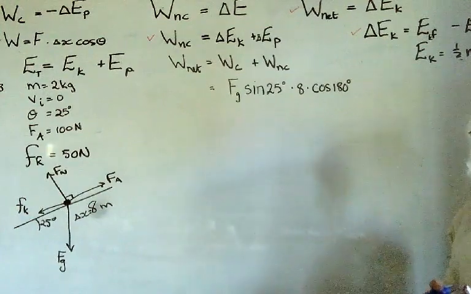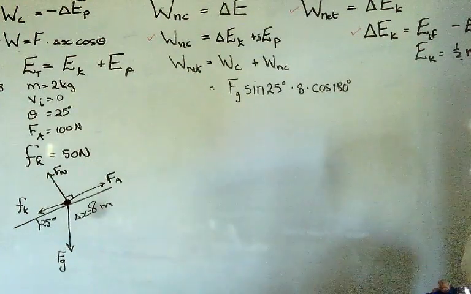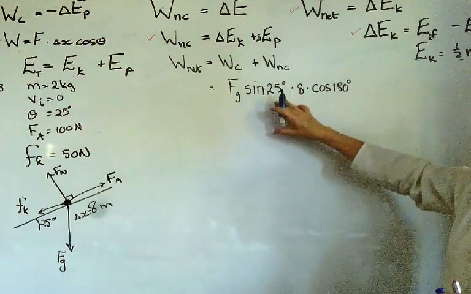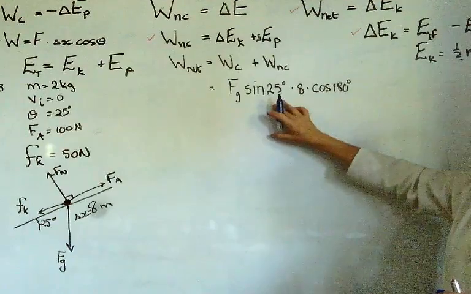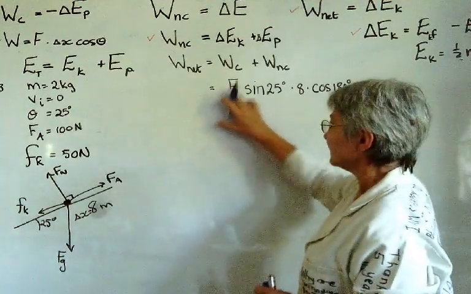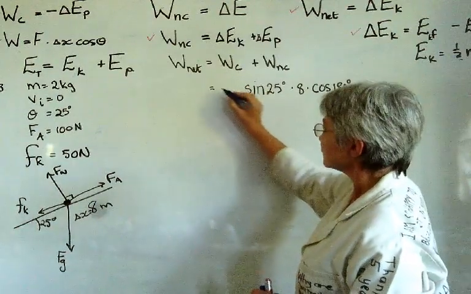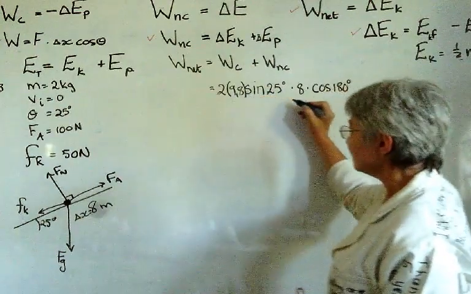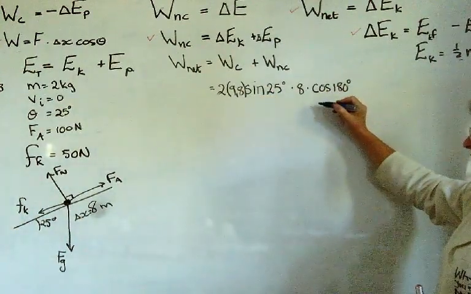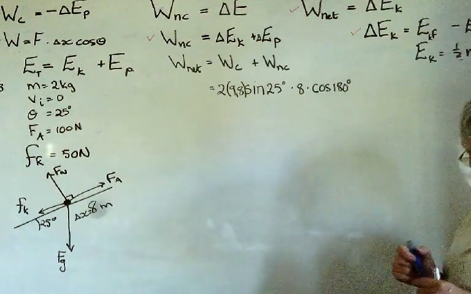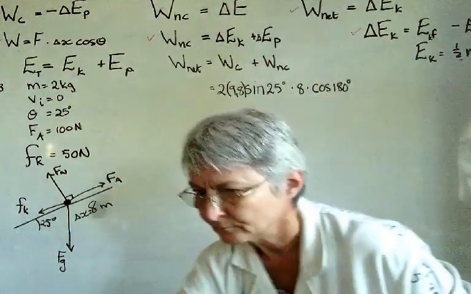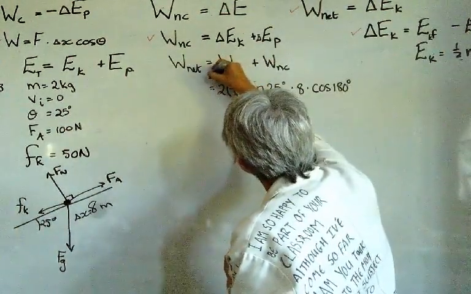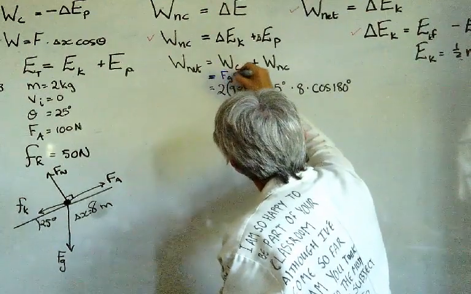That will give me the Fg sine 25, which will give me the parallel component. But let's do it. mg, so it's 2 times 9.8 sine 25 equals... Do you want the equation in between? It's negative 66. No, you don't want the equation in between. You don't want this. If G sine theta delta x cos theta.